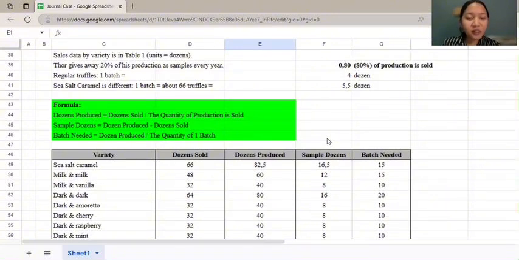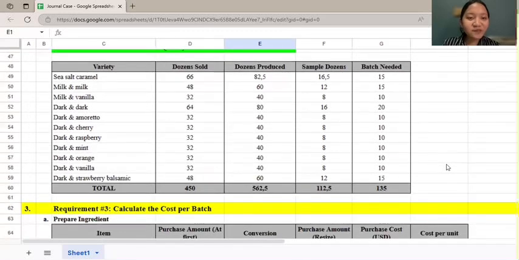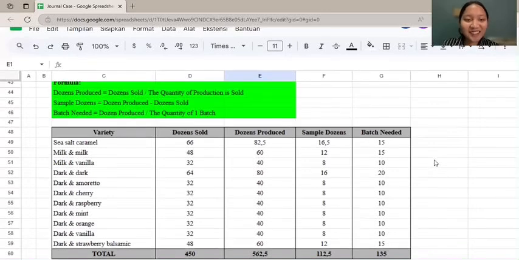Please scroll down. I need to look at the table. Okay, thank you. And this is the sea salt caramel, milk, vanilla, and so on. These are the varieties, which are in the module case in table 1 in dozens sold. It is all in here. So we need to calculate the dozens produced, sample dozens, and batches needed with the formulas above. Please scroll up. Yes.